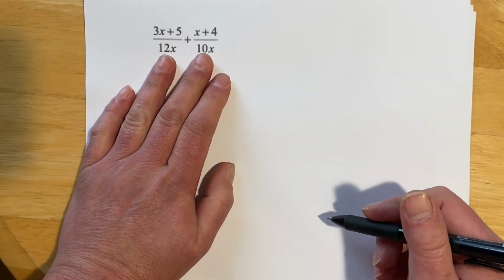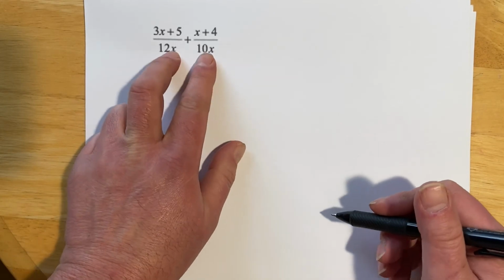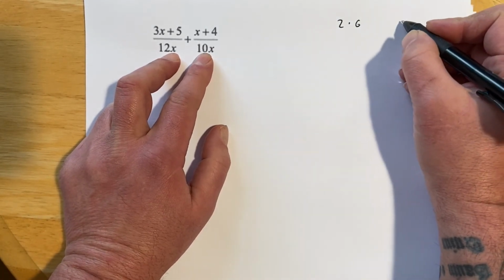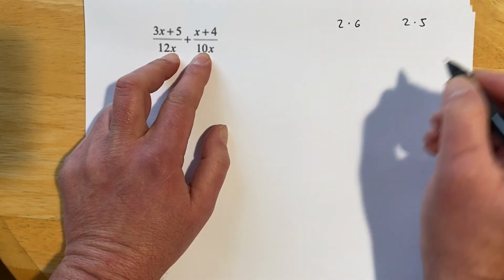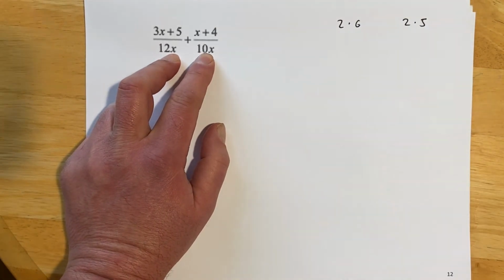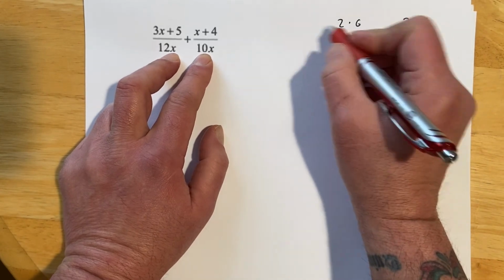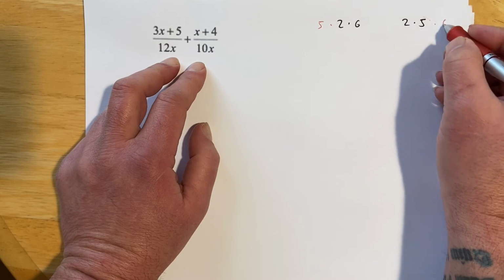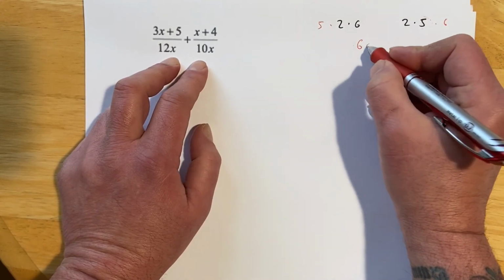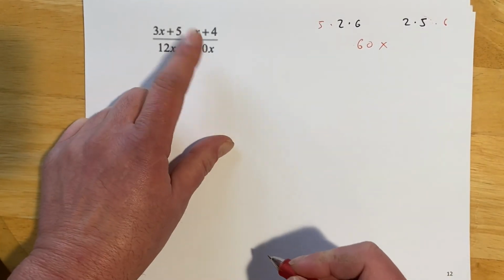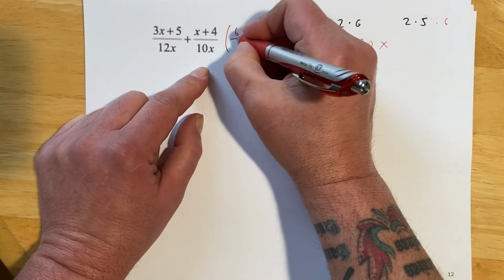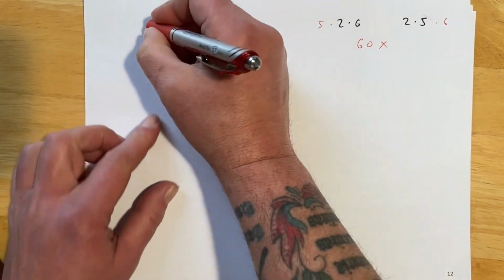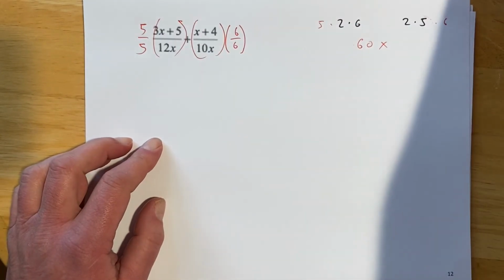Okay, so for this example, we don't have a common denominator. They both have x's, so that's good. 12 I would think of as 2 times 6, and 10 I would think of as 2 times 5. That means the 12 is going to need the 5, and the 10 is going to need the 6. So my LCD will be 60x. Over here we'll do this 6 over 6, and for that fraction, we'll do 5 over 5.